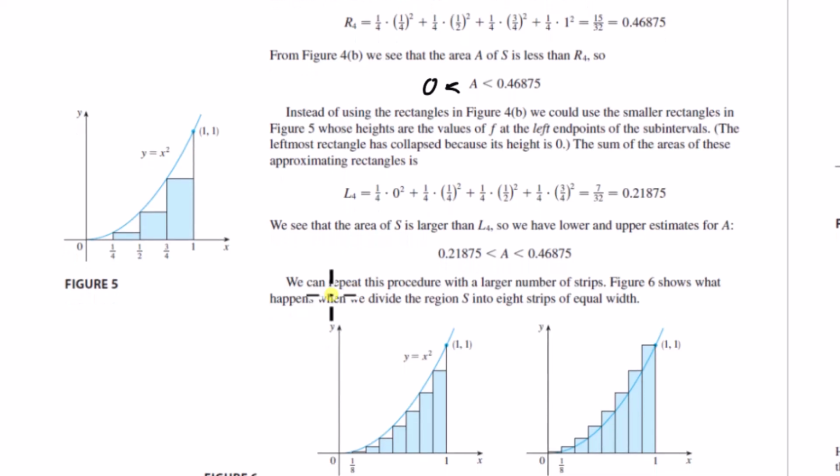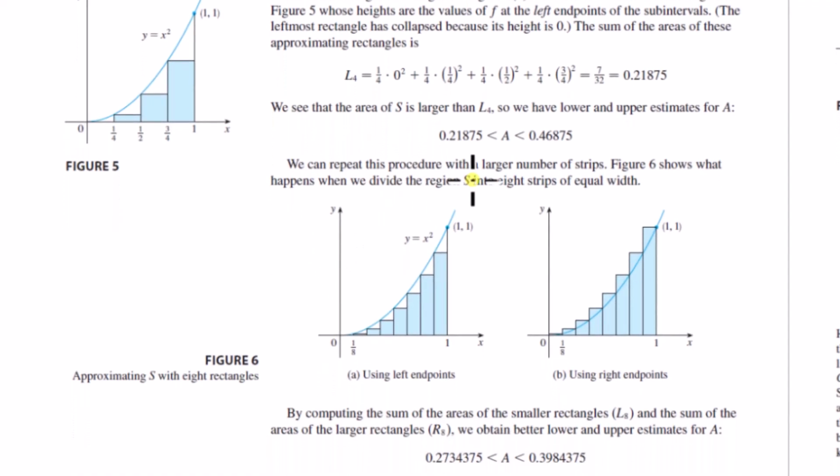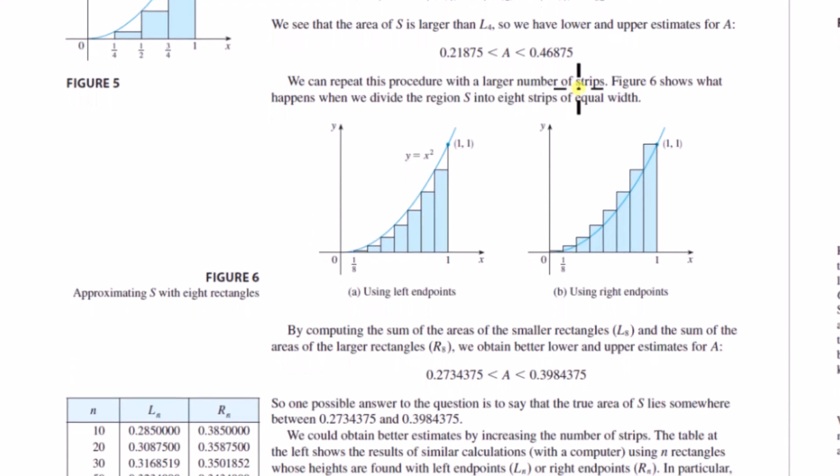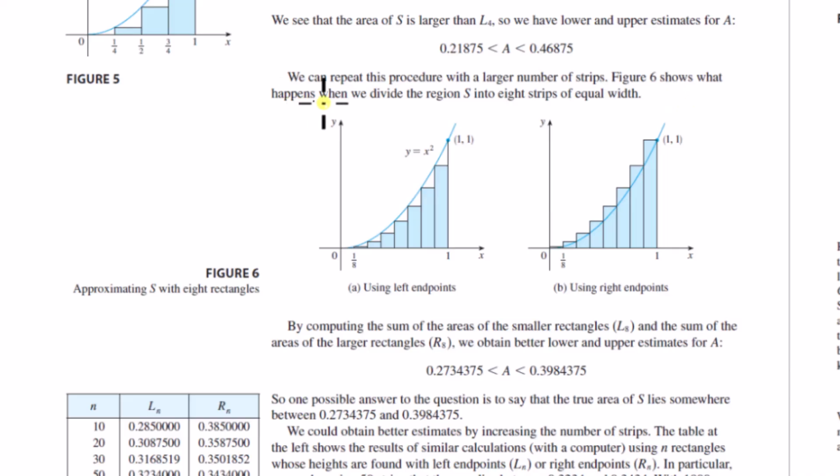And so it's saying how we can repeat this procedure with a larger number of strips. The figure below shows what happens if we divide the region into 8 strips of equal width. So this is R sub 8. And here's L sub 8. By going through the same process, we have an even tighter constraint on the actual area. So again, this is L sub 8, this is R sub 8.